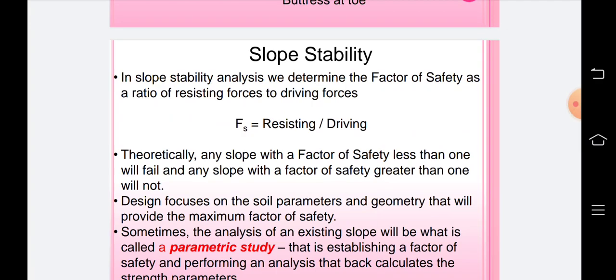From an engineering point of view, while designing any kind of finite slope, a finite slope being a man-made slope, either in the design of dams or other structures, we have to check its factor of safety. If the factor of safety is greater than 1, our slope will be stable and the material will not slide. If the factor of safety is less than 1, there are chances of the material sliding.